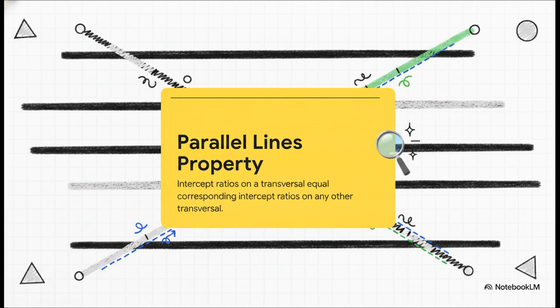It states, the ratio of the intercepts made on a transversal by 3 parallel lines is equal to the ratio of the corresponding intercepts made on any other transversal by the same parallel lines. Now, take a breath. It is absolutely essential here that you keep the distinction clear between the parallel lines doing the cutting and the slanted transversals that are being cut.